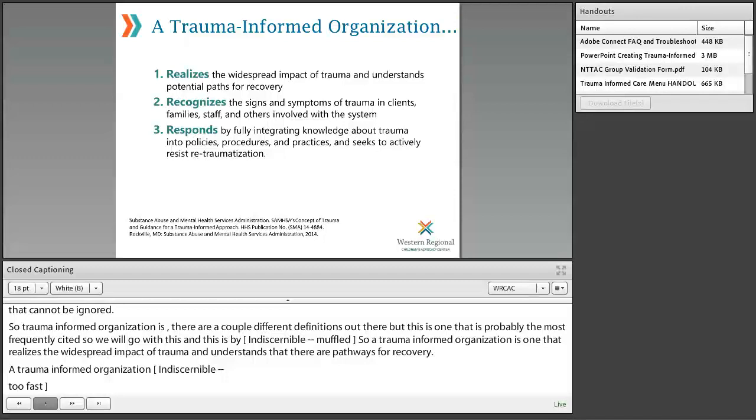There's more trainings, there's more webinars, there's more presentations. But really this 3rd R is kind of where we're at now. How do we respond now as organizations? How do we fully integrate all of this information that we have into our policies, procedures, and practices? So that's what we're going to be focusing on today.